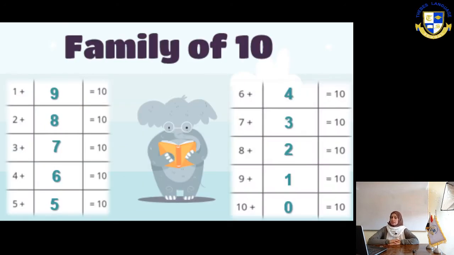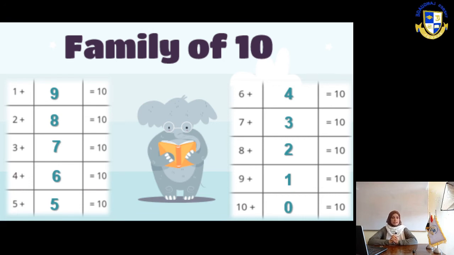The family of 10. What is the meaning of a family of 10? It's 2 numbers, when added together, they will give me 10. Of course, we have many numbers. If we add them together, you can have the answer of 10. Just like 1 and 9. When you add 1 and 9, you will have 10.